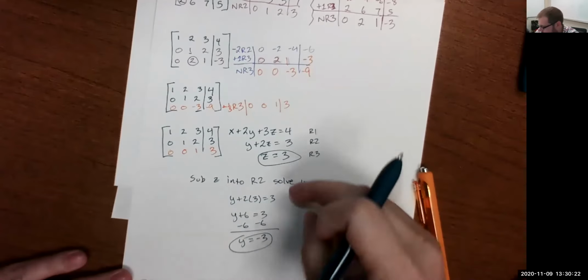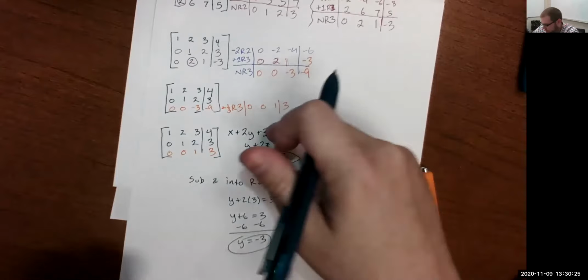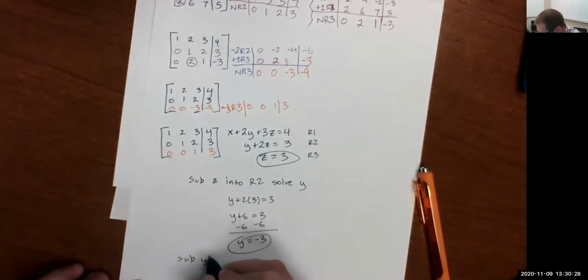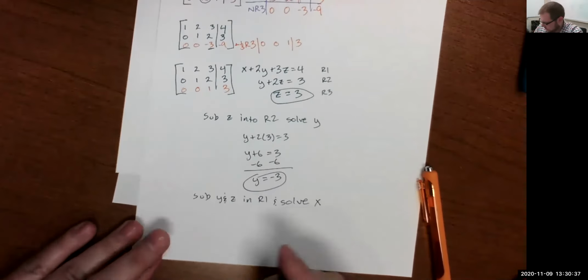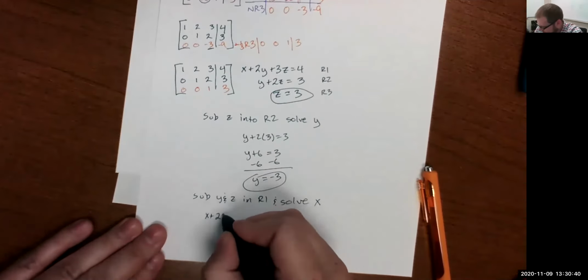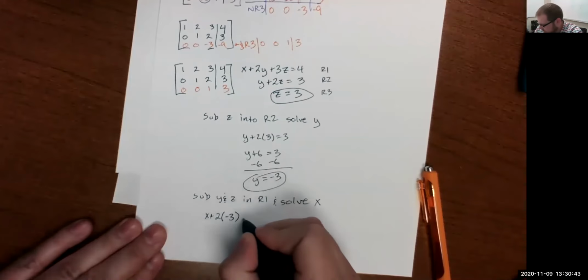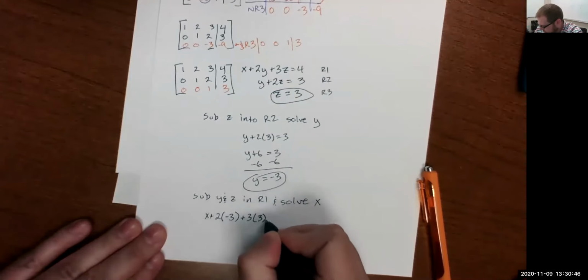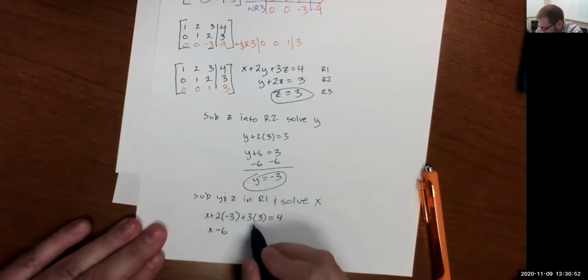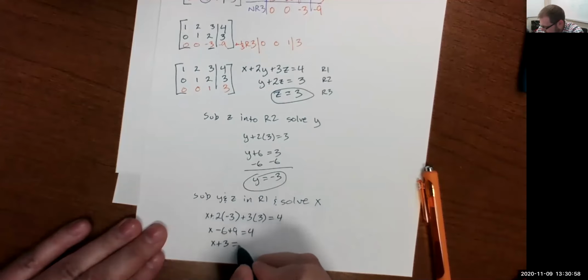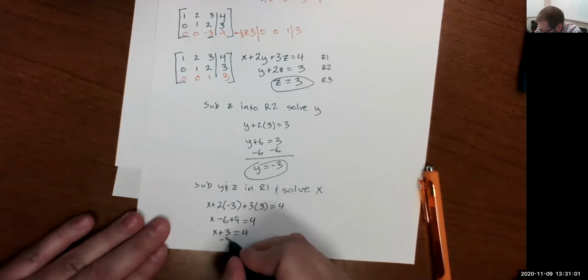So now with us having Y and Z, what do you think we can do? We can substitute that into row 1. So sub Y and Z in row 1 and solve for X. So we have X plus 2Y, what we know Y is -3, plus 3Z, but we know Z is 3, equals 4. So now let's solve this. 2 times -3 is -6. 3 times 3 is 9. -6 plus 9 is 3. And then we want to subtract 3 to get X equals 1.